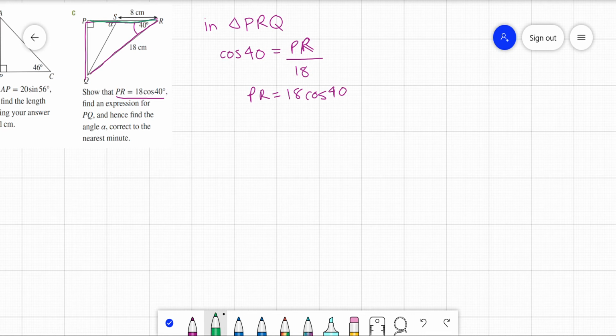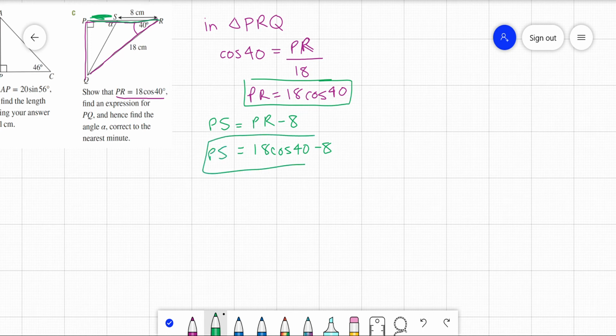Okay. Now, while we're at PR, we know that whole length of PR is made up of PS and SR. So if I was interested in what PS was, just that little distance there, I would take PR and subtract the 8, which is SR. So I take PR, which we know is 18 cos 40, and subtract 8. So you can see I've got an expression, an actual solution for PR, but I also then have the length of PS if I want to put that in my calculator.